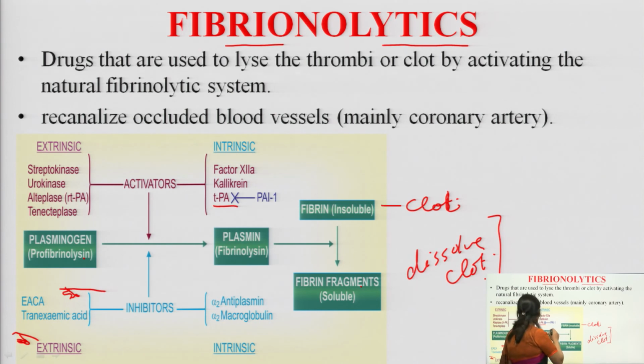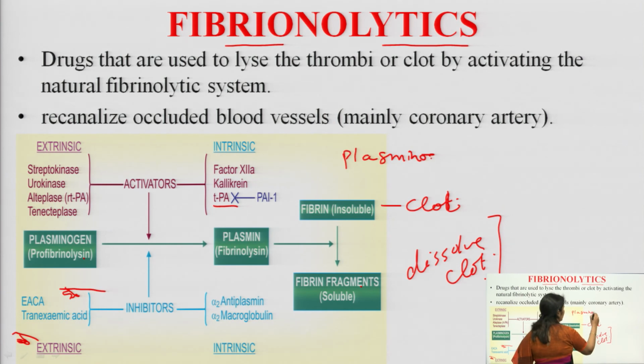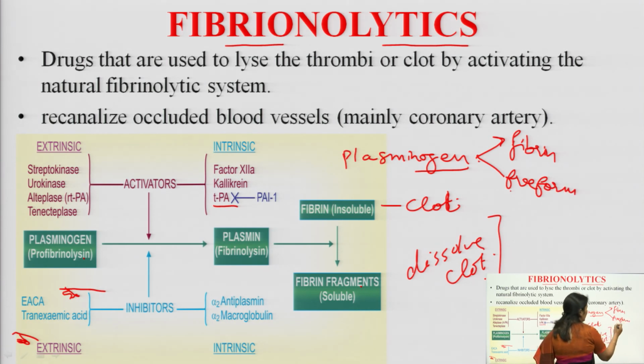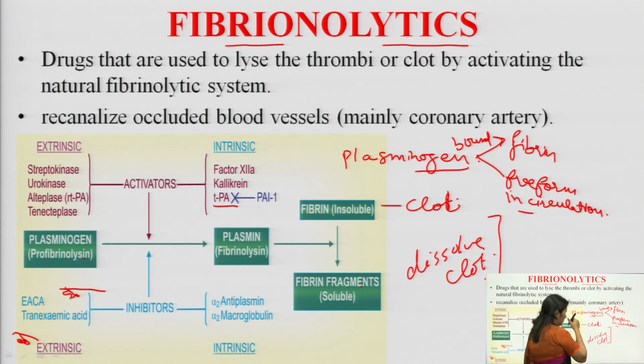Now, this plasminogen exists in two forms. Either it is present in the bound form with the fibrin, or it is present in the free form in circulation.